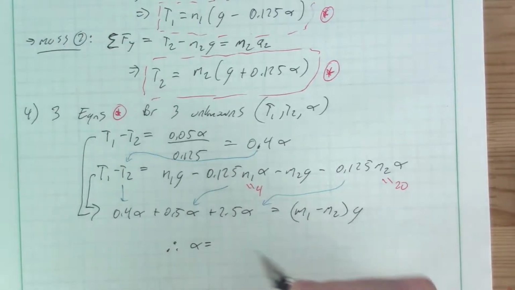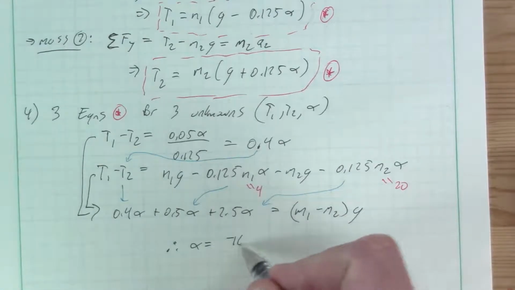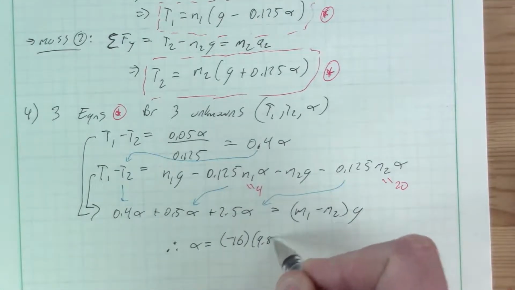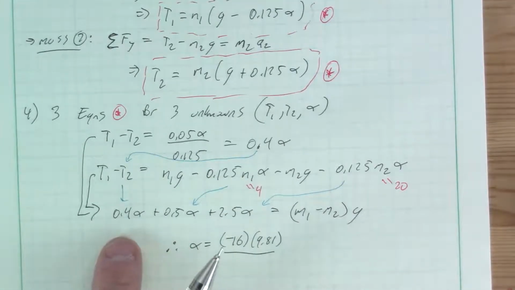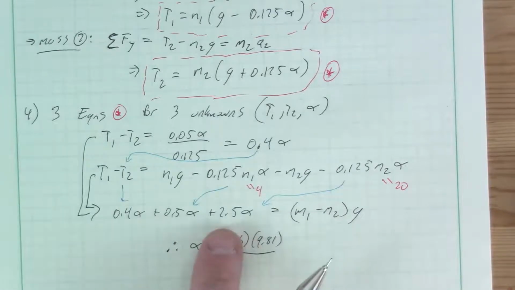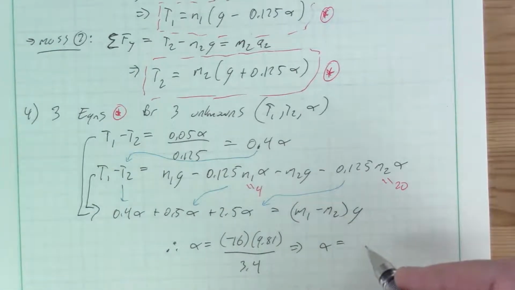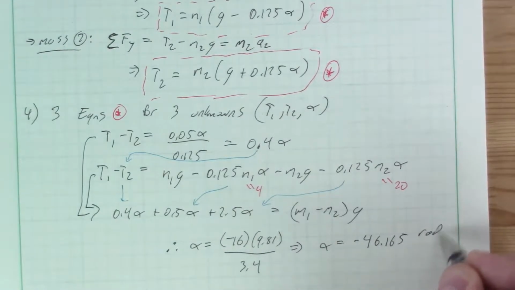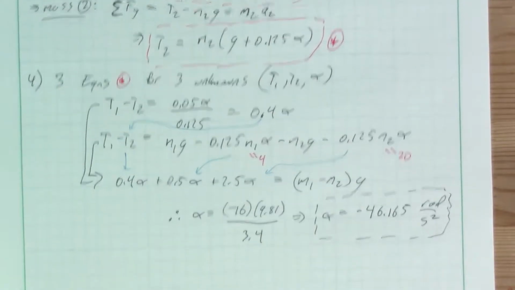And we're getting there. Alpha is then going to be, this is 4 minus 20, so that's negative 16 times 9.81, all divided by, no, sorry, that's not a fourth, 0.4 plus 0.5 is 0.9. 0.9 plus 2.5 is 3.4. So we will need to divide by that, 3.4, and we find alpha equals minus 46.165 rad per second squared, which is interesting and useful and an important step, but again, not our final answer.